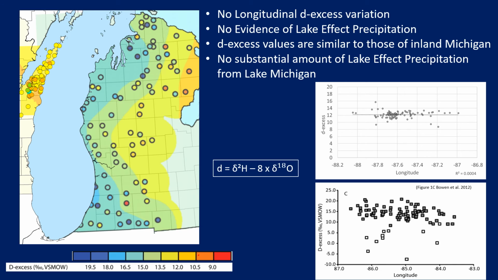Bowen concluded that there was up to 30% of water in the aquifers in the northwest and southwest corners of the state that was recycled precipitation from Lake Michigan. This tells us that there is a large amount of lake effect rain and snow. On the other hand, we see no longitudinal variation in our samples. The d excess values we see in Wisconsin are similar to those in eastern Michigan, where lake effect precipitation is no longer detected. Because of this, we conclude that there is no substantial amount of lake effect precipitation from Lake Michigan or any other body of water.